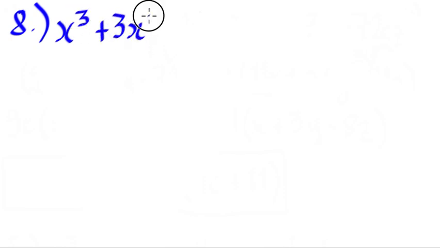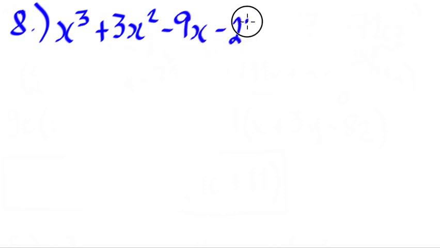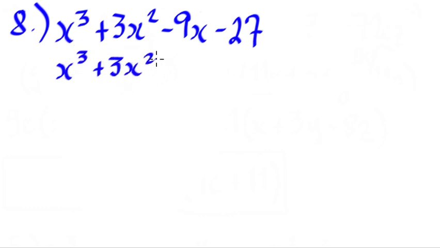Okay, so let's have example 8 here. Example 8 says x cubed plus 3x squared minus 9x minus 27. So what are we going to do? First off, let's group the first two terms. We have x cubed plus 3x squared. Let's put that in one grouping.